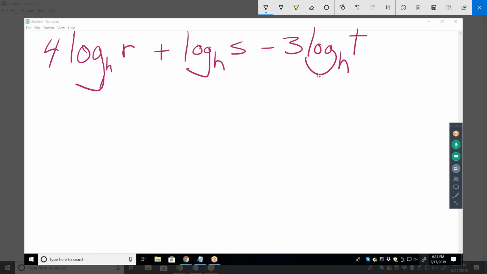Okay. Now, first of all, these log rules that you've learned only work if the base is the same. You can't have log base 3 and log base 4 and log base 5. Cannot combine them if that's the case. Okay? So when they say log base h, as long as the h's are the same bases, I can do all my log rules.